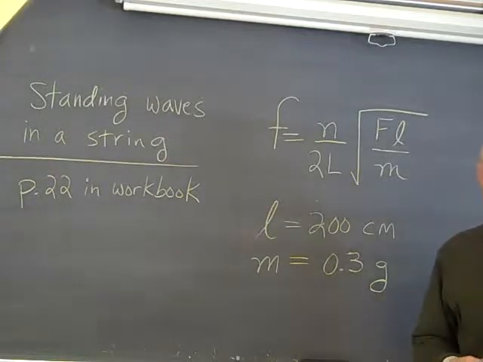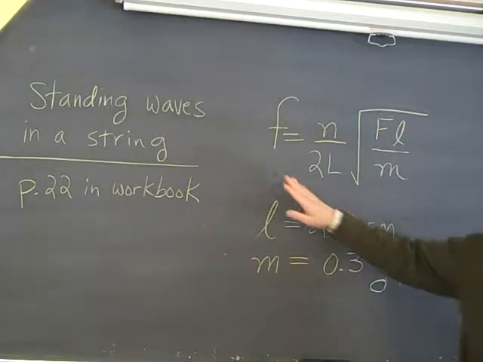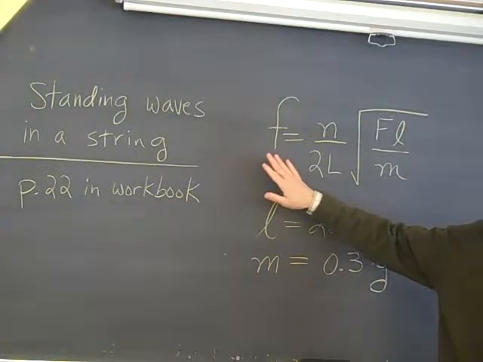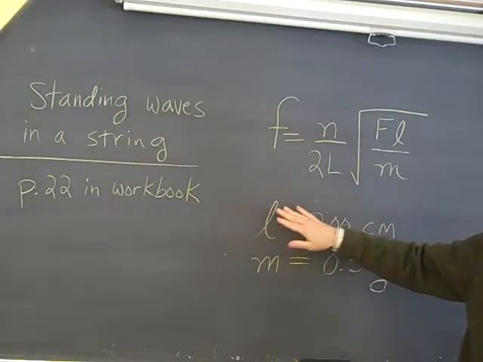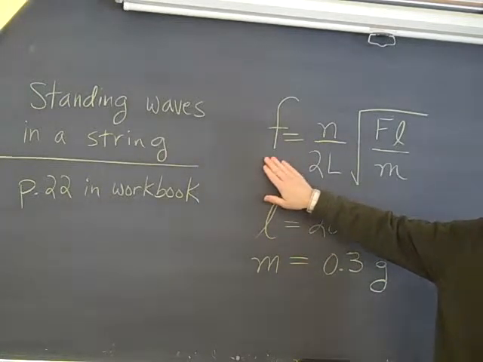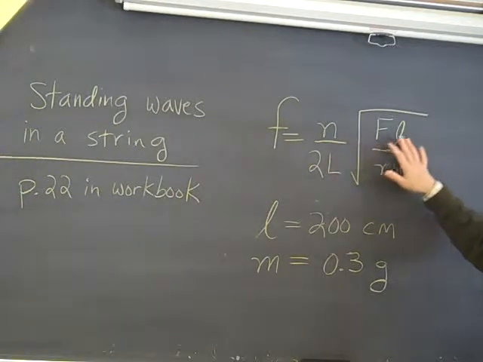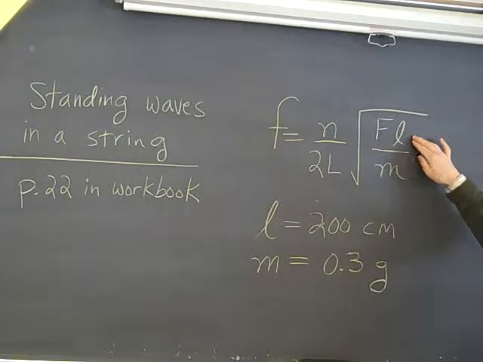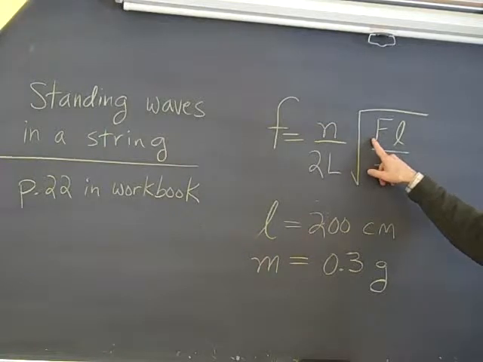All right, before we get started, I just want to give you an overview here. What you're going to be calculating is the frequency of the standing wave, using our standing wave frequency equation that we've been using in this chapter 21. So the frequency of the standing wave, lowercase f, equals n over 2L, uppercase L, times the square root of FL over m. We're going to be collecting data on the tension in the string, which is the uppercase F.